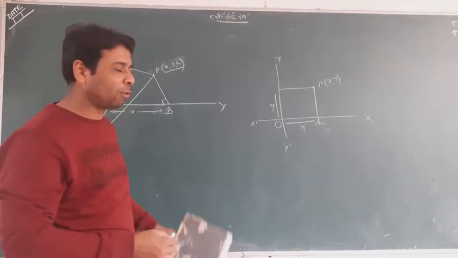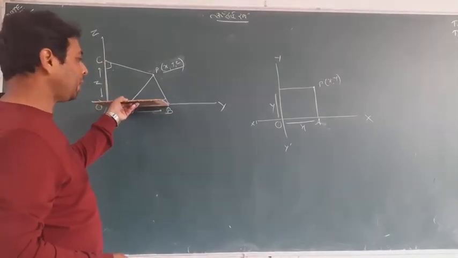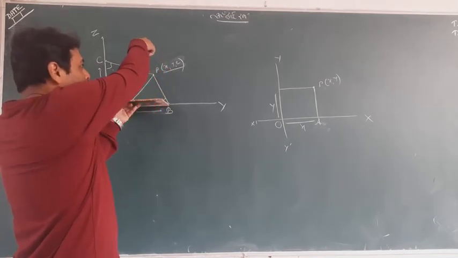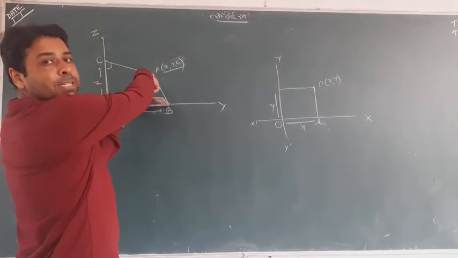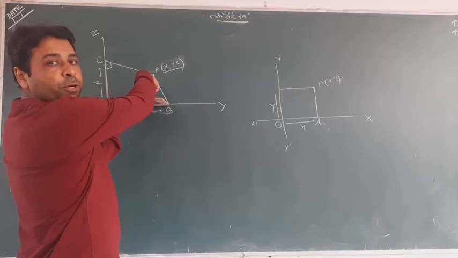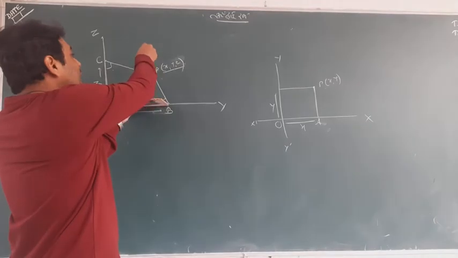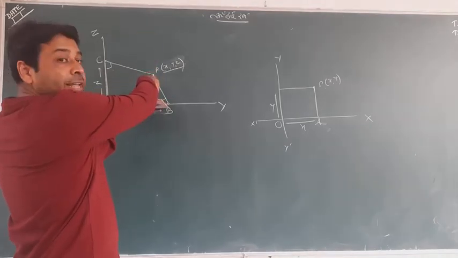I am drawing now. Look at it. This is my xy plane. This is my point. Now I will draw the perpendicular on the plane. Very first time I am drawing on the plane. Before it I drew on the axis. Now I am drawing on the plane, like here, like that.